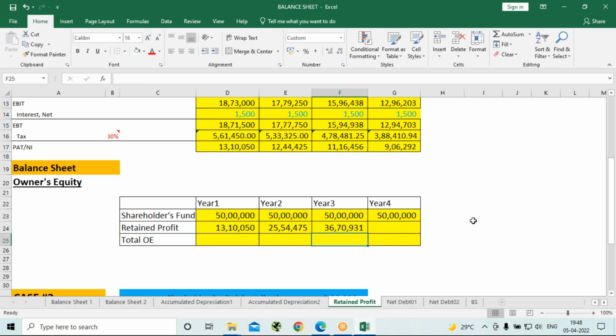So until and unless we are going to show that we have been implemented this profit on something else, we have been invested or we have been distributed between the shareholders, the profit amount will remain the same. Okay, so you can be able to get these values.